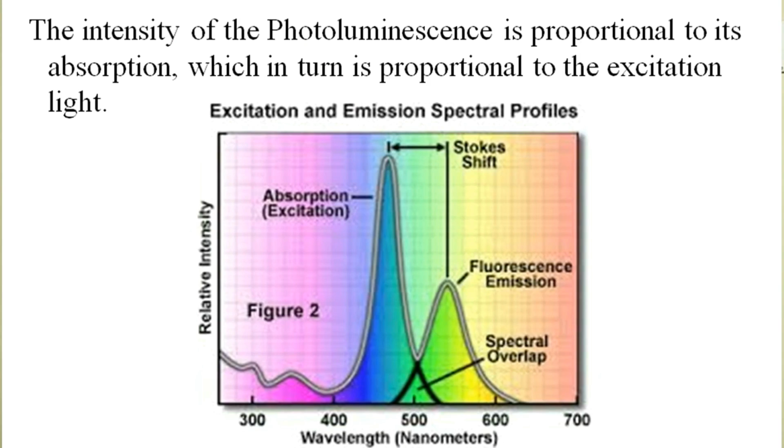In this diagram, you can see there is an excited state with yellow color indication, and there is an arrow mark of ash color. There you can see the emission spectra, and the next point is that the intensity of photoluminescence is directly proportional to the absorption and also proportional to the excitation light. In this diagram, you can see that there is a top absorption line, and there is one fluorescence emission line. The absorption line will be higher than the fluorescence emission line.